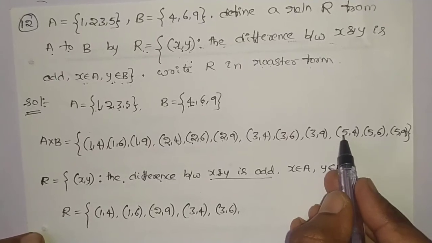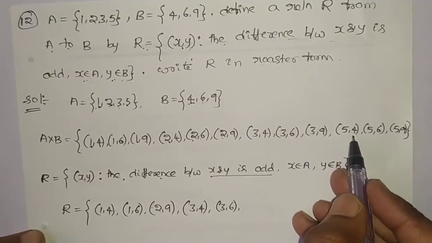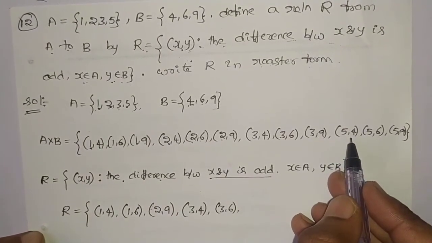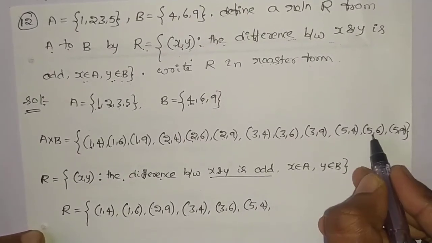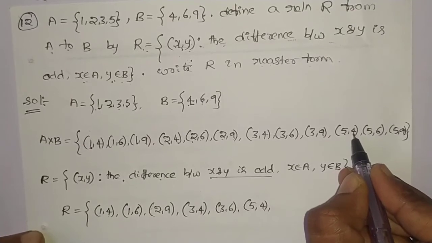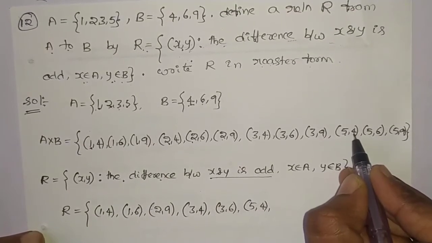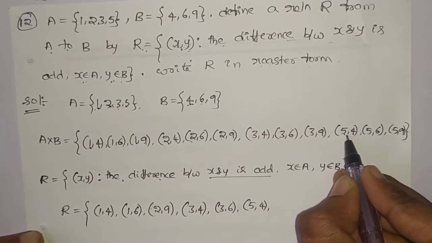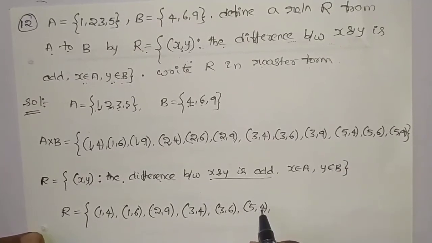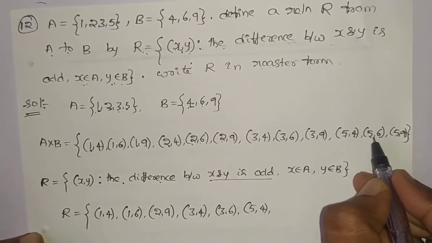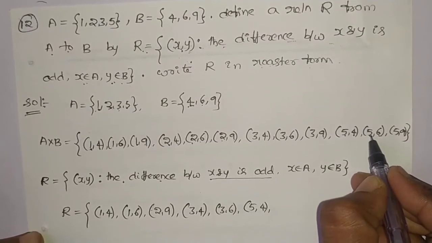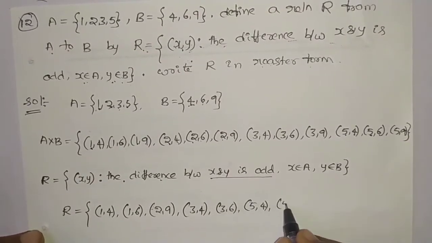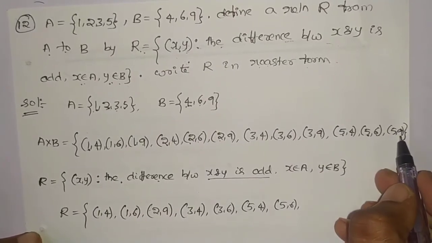Next 5 4. 5 minus 4 is what? 1. Is 1 even or odd? Odd. Write down 5 4. Next 5 6. 6 minus 5 is what? 1. Is 1 even or what? Odd. Okay, 5 6. Next 9.